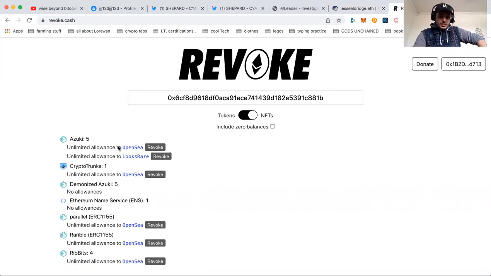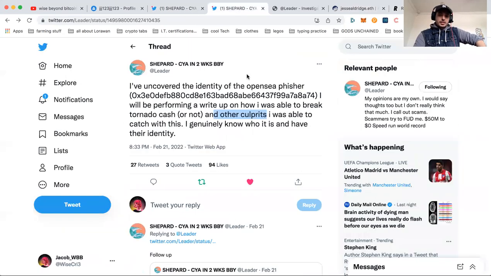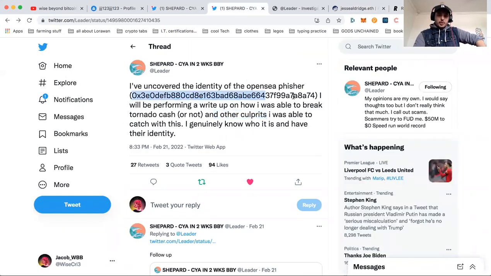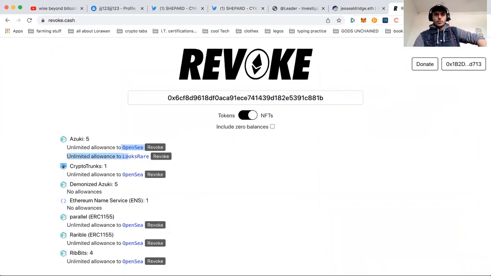So if he's seen here, not OpenSea and LooksRare, but a third one, which Shepard here posts this wallet address. If he was to see this, then you know you have something there. You have something that can take your NFTs, and there's nothing you can do about it other than revoking it before someone has the chance. So it's great to be proactive and use Revoke.cash to check and see what allowances you have for your NFTs and your tokens.